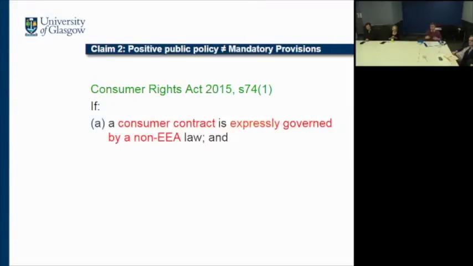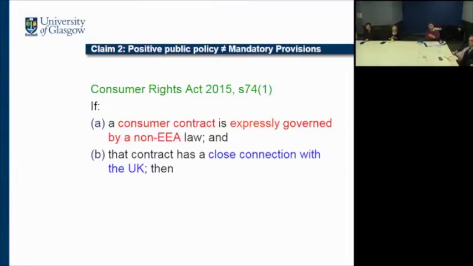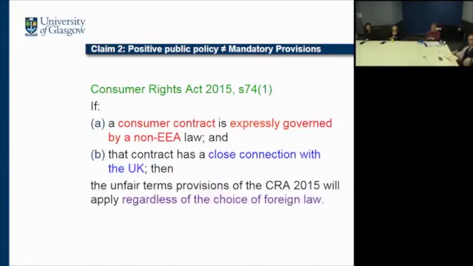And it says that if the parties to a consumer contract choose the law of a non-EEA state, so if they choose New York law or if they choose Namibian law, and the contract has a close connection with the UK, then even though they've chosen a foreign law to govern that contract, the unfair terms provisions of the Consumer Rights Act will be superimposed on top of that choice of law. So this is a technique. It's not often used in the UK. We find it in the Consumer Rights Act, we find it in some of the employment legislation, we find it in one of the new insurance acts.